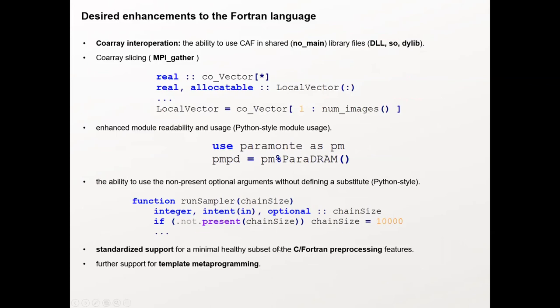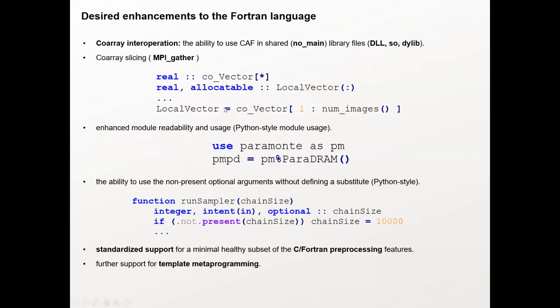And then I want to mention a few things about the Fortran language itself. The Coarray interoperation, it would be great if in a next release of Fortran standard or maybe the compilers allow the use of CAF in DLL and shared object files. Also, the Coarray slicing is currently not available, which I think is one of the reasons why we got so much performance hit in Coarray implementation versus MPI.